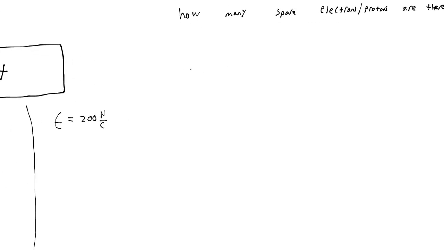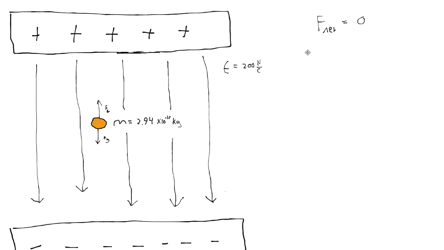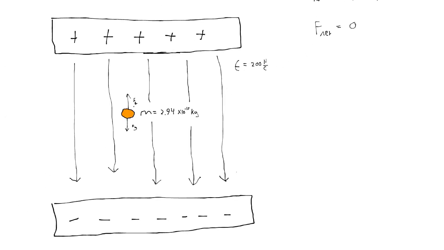So F net equals mass times acceleration. And there's no acceleration because it's staying in one spot. So this whole thing we can erase and just replace that with 0. And then F net, so there's two things here, right? So there is the electric force and then the force of gravity.